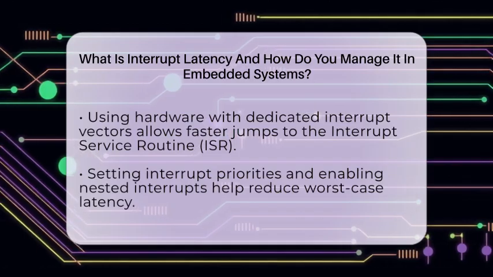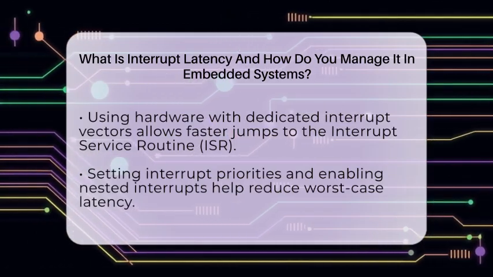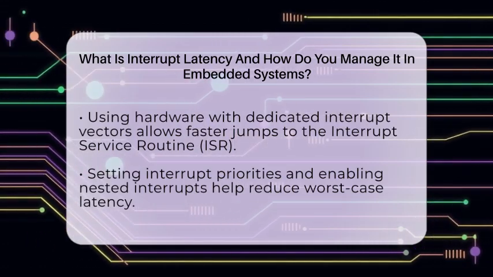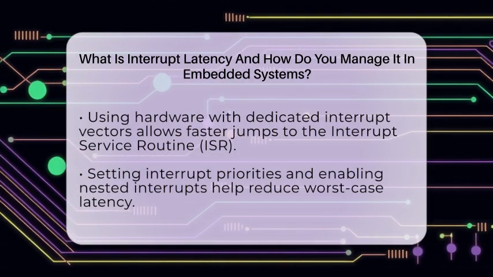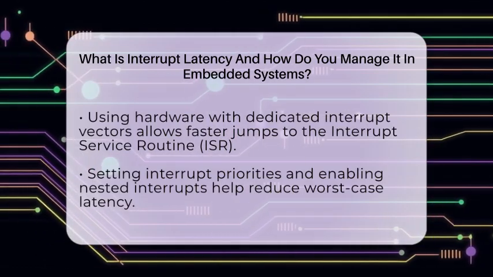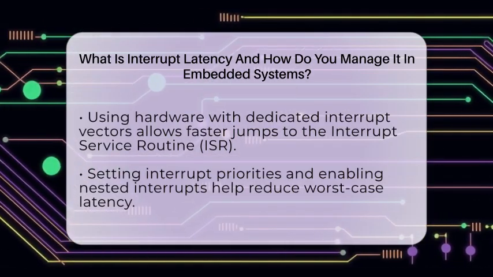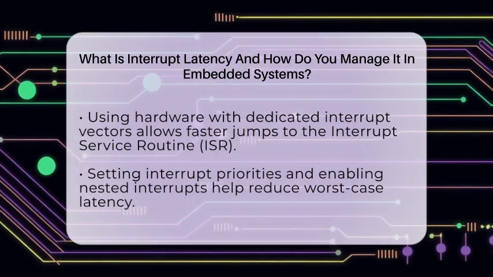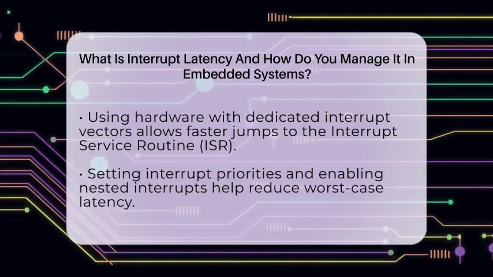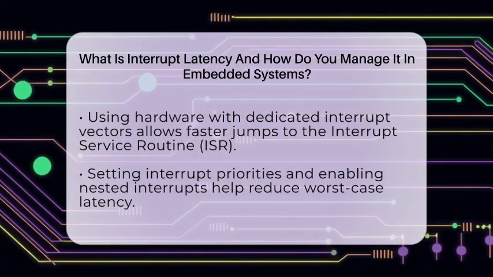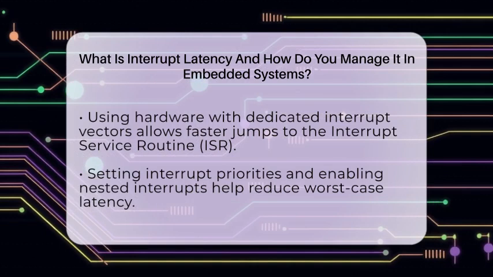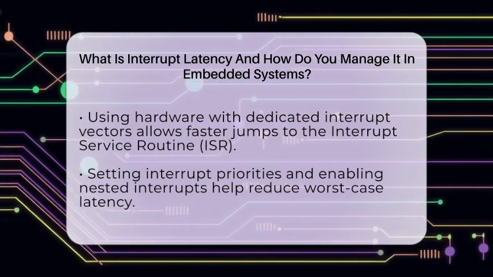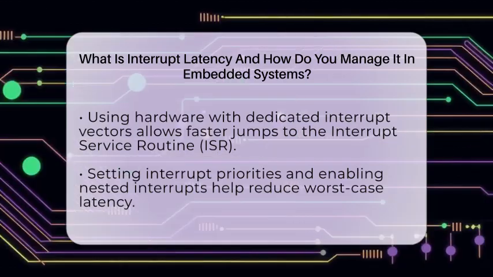Setting priorities for different interrupts ensures that the most important signals are handled first. You can also enable nested interrupts, allowing higher priority signals to interrupt ongoing ISRs, which helps reduce worst-case latency. Keeping the code that disables interrupts very short is another key step. This means only disabling interrupts during tiny critical sections, so the system can respond quickly outside those periods. Making the ISR itself efficient by saving only necessary registers and keeping the code short also helps.